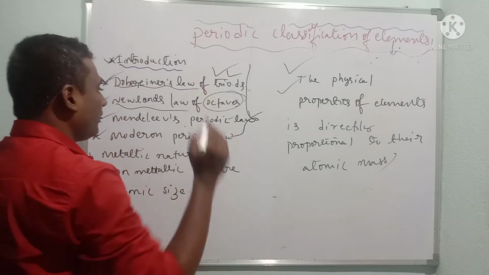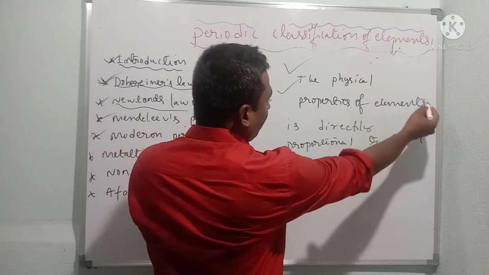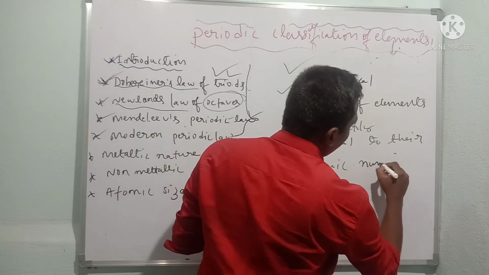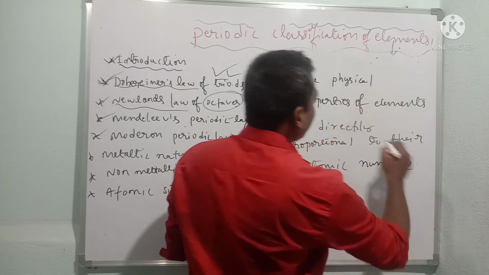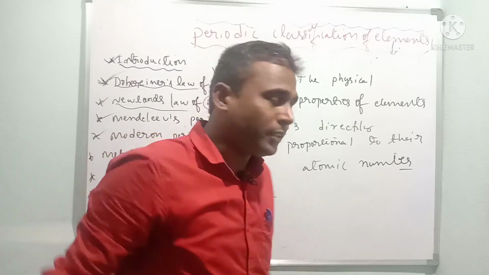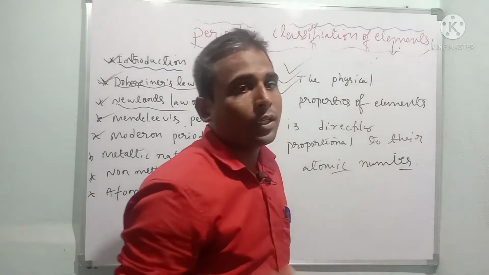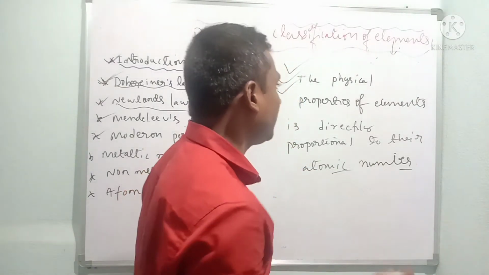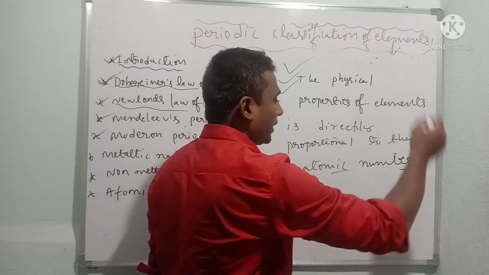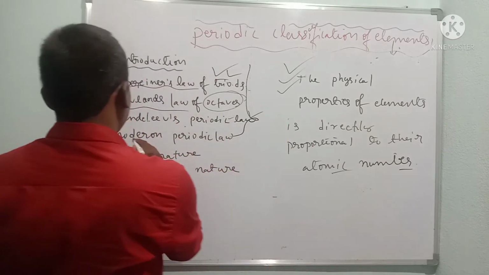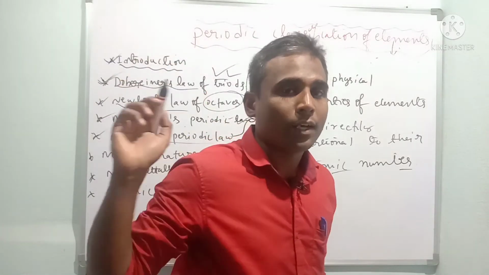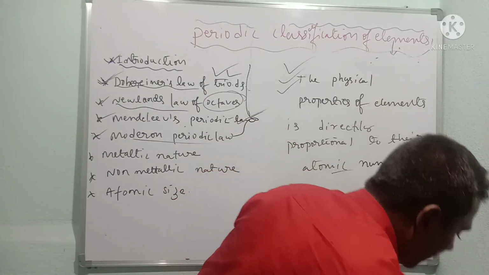Now the modern periodic law, very simple. The physical properties of elements are directly proportional to their atomic number. This successfully explained all the properties of the elements. What is atomic number? Total number of protons. I am repeating once again, the physical and chemical properties of the elements are directly proportional to their atomic number. That is the modern periodic law. Atomic mass means Mendeleev's law.